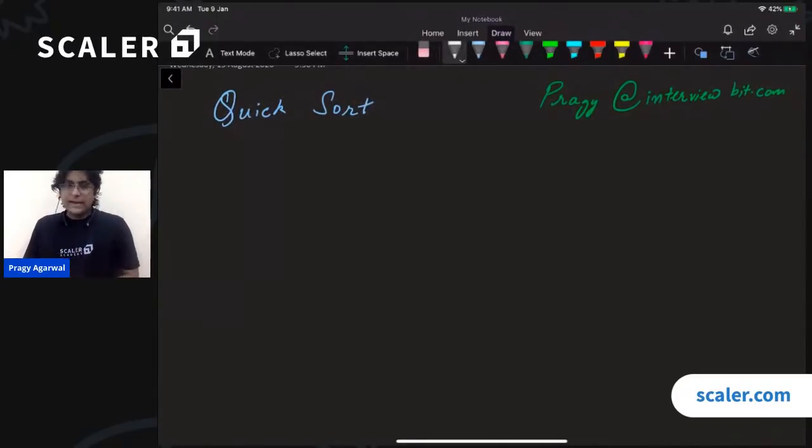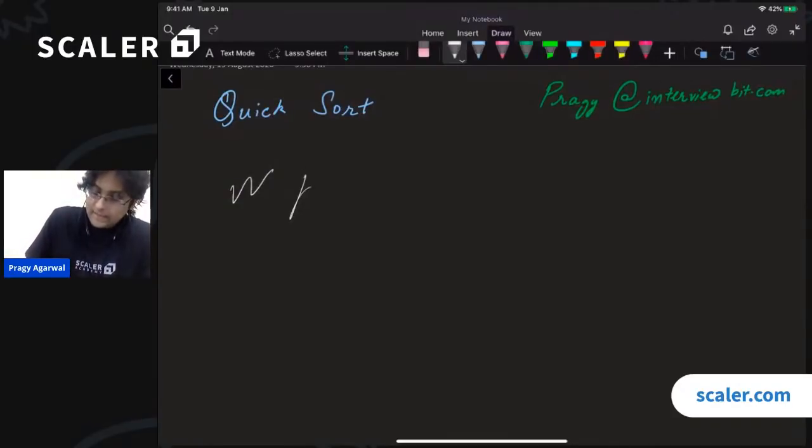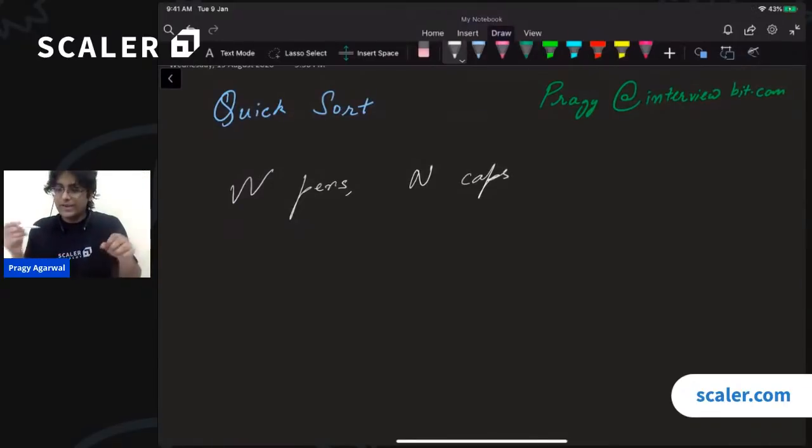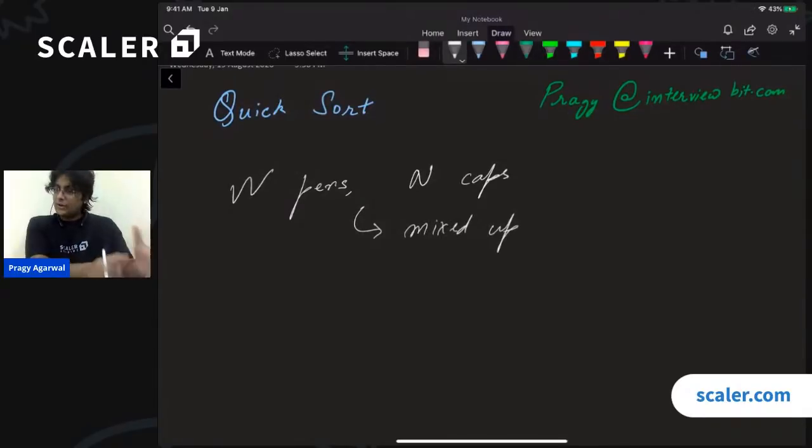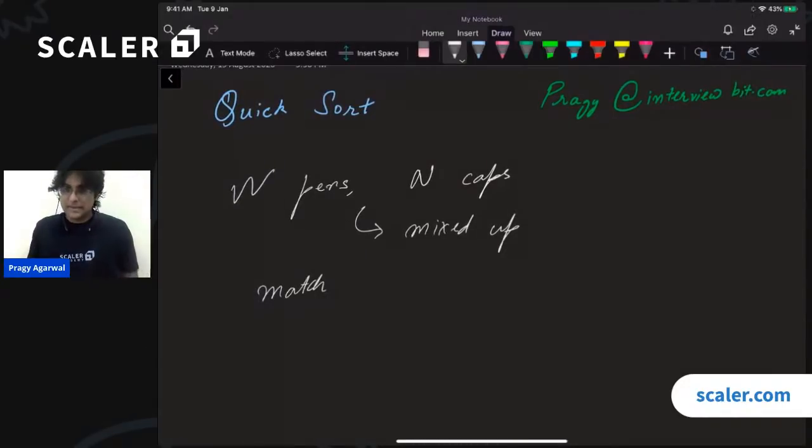So the problem goes something like this: you have n pens, right? And you have n different caps, right? So everyone understands what a pen is and what a cap for a pen is, right? Now these are kept on the table, and they are kind of mixed up. So there are n pens lying on the table, and there are n caps that are also lying on the table. Now what you are supposed to do is match these caps with the pens. So you are supposed to take the appropriate pen, take the appropriate cap, and put them together. All right. Today's topic is quicksort. So we will be building it via a problem first.